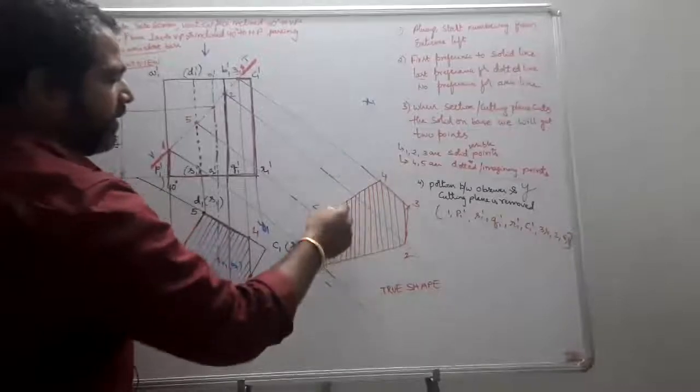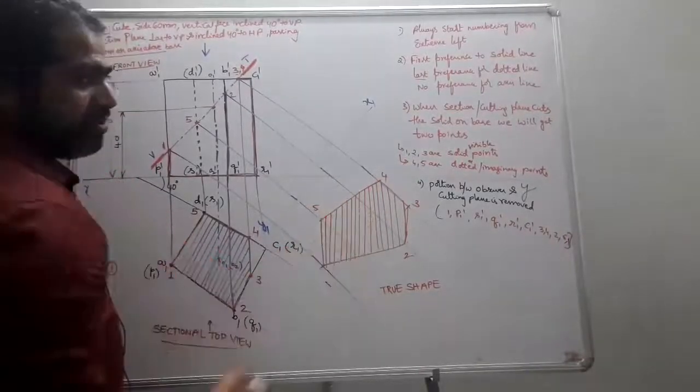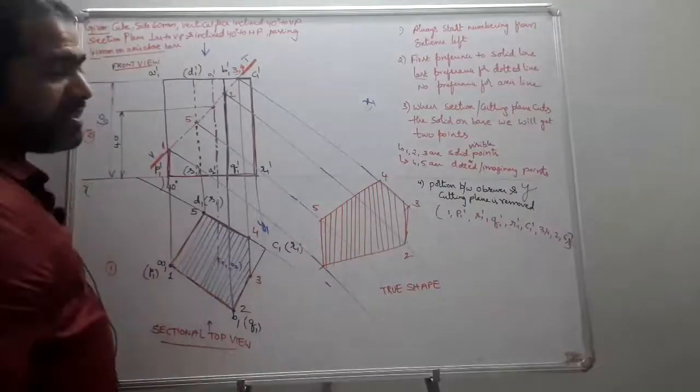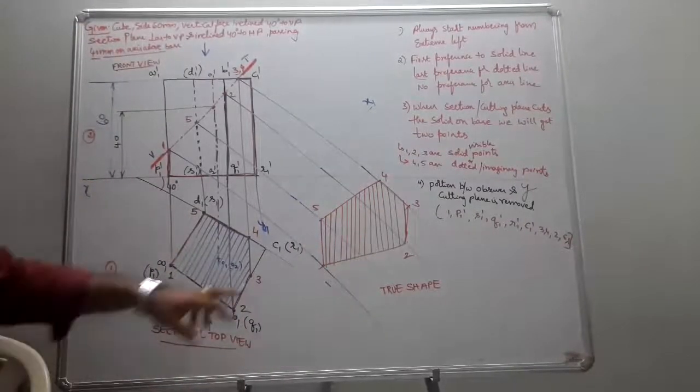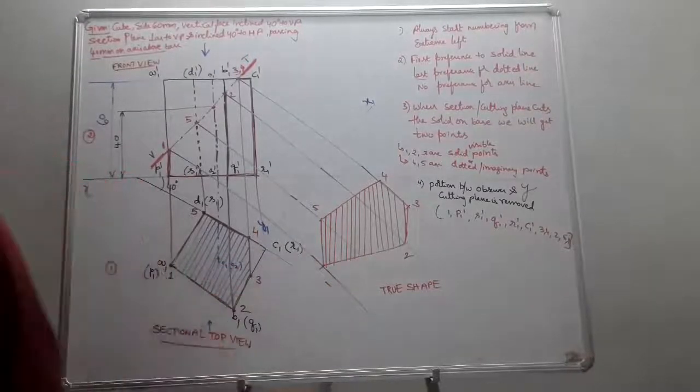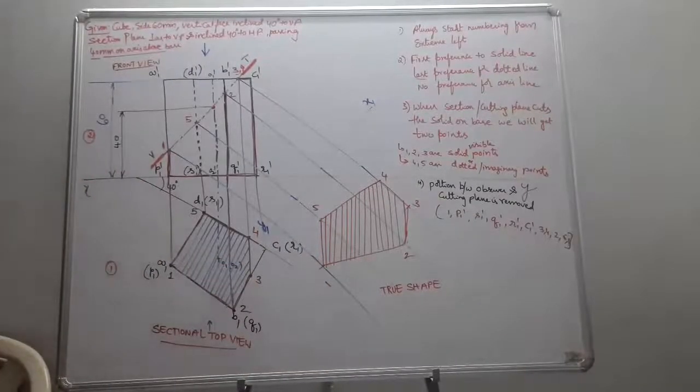Join all the points and make it a hatch. Okay, hatching means lines which are drawn parallel to each other with equal spacing. That is hatching. This hatching represents the sectioned shape, the sectioned portion. Is it clear now?